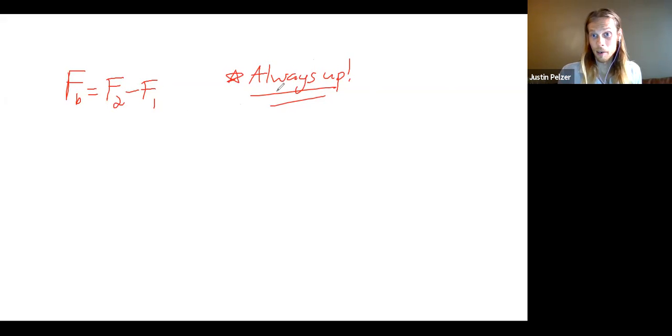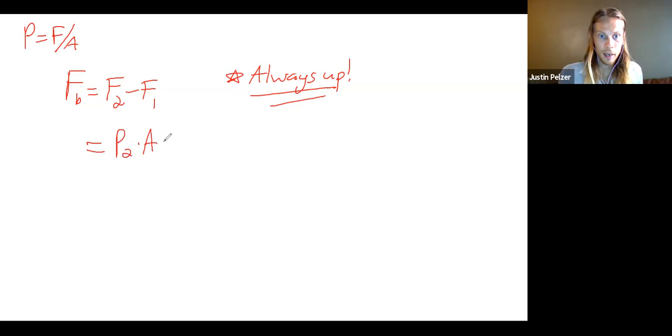But it is always there, even if it's really tiny. So let's calculate it, and then we're done. So pressure is force over area. If I multiply by A, force is pressure times area. P2 times that area minus P1 times that area.